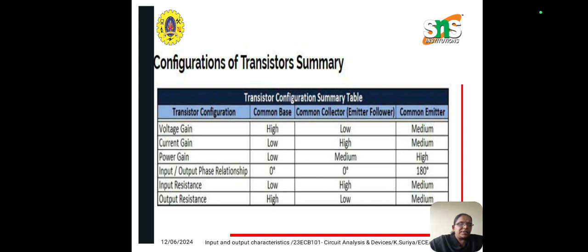Input and output phase relationship is 0 degrees for common base and common collector, and for common emitter alone it is 180 degrees. Input resistance is high for common collector, low for common base and medium for common emitter. Whereas output resistance is high for common base, low for common collector and medium for common emitter.